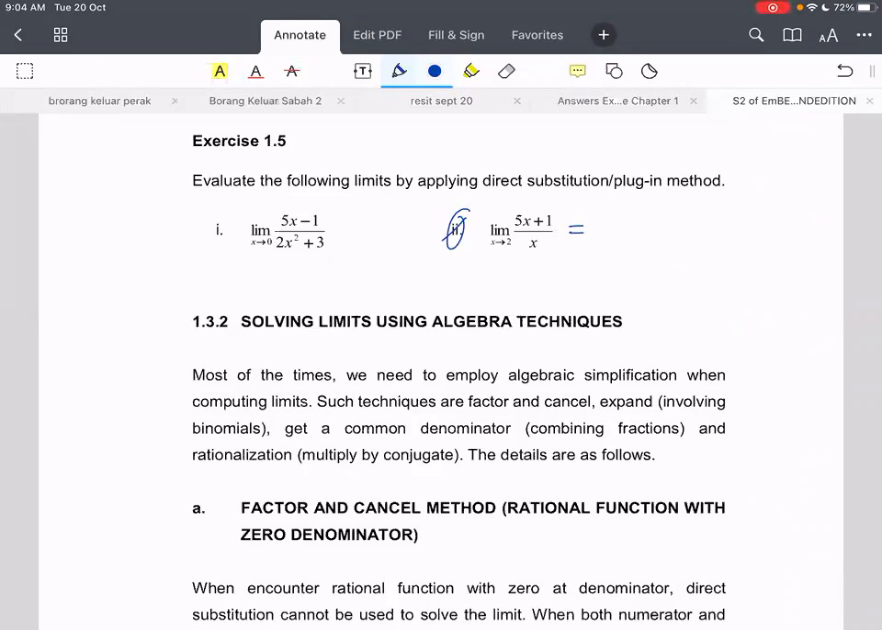What will be your answer for this? Just use direct substitution. 11/2. Yep, correct. I hope everyone is doing it as well, not only Leah. Try to solve it. So it is 11/2, yeah?